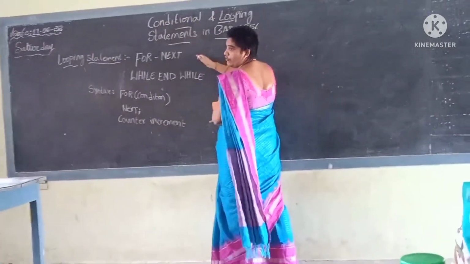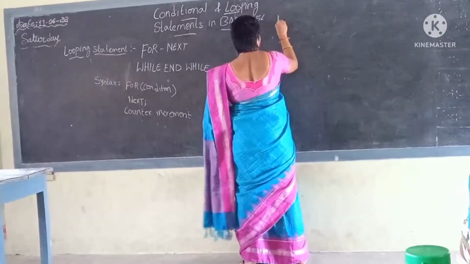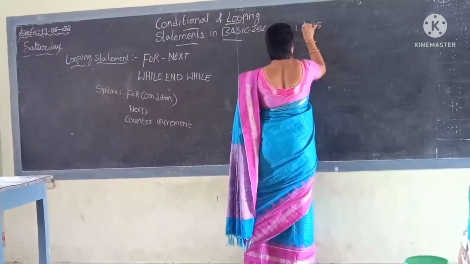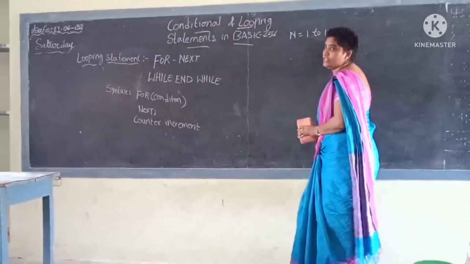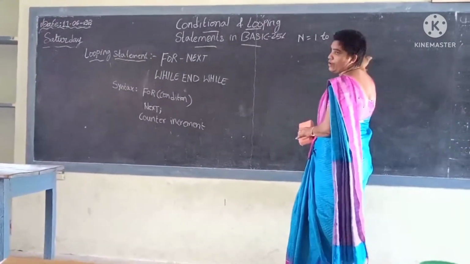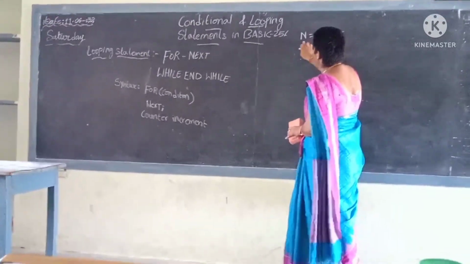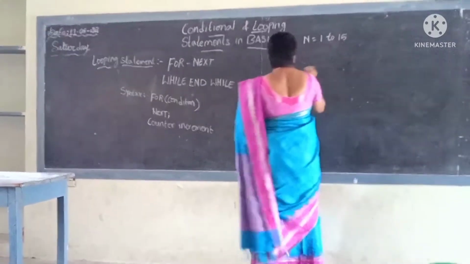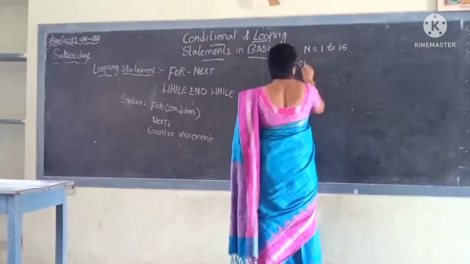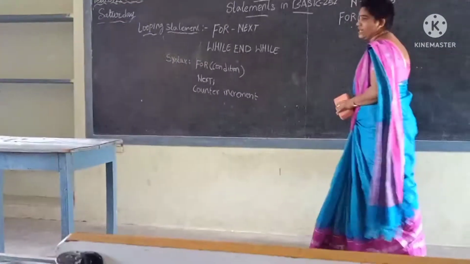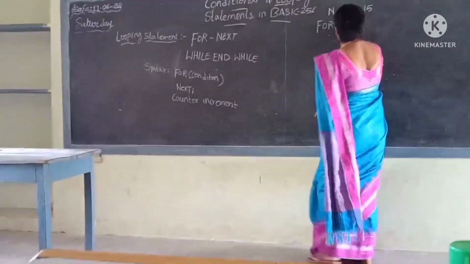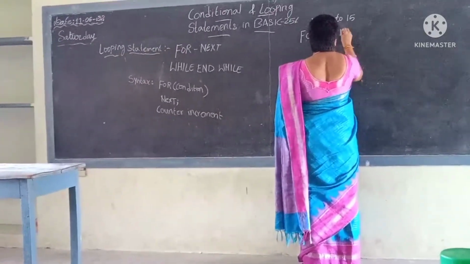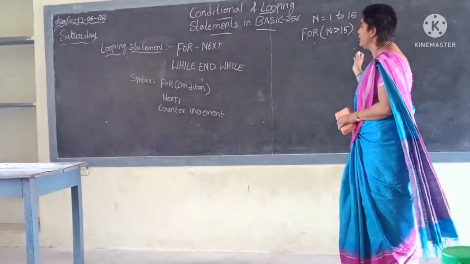First we should give our initialization variable, that is n equal to 1 to 15. So our starting number is 1 and our ending number is 15. We want to print 1 to 15 numbers, and then we are giving one counter variable. Our counter variable is n here. And for that next, for condition, what should be our condition here? N greater than 15 here.